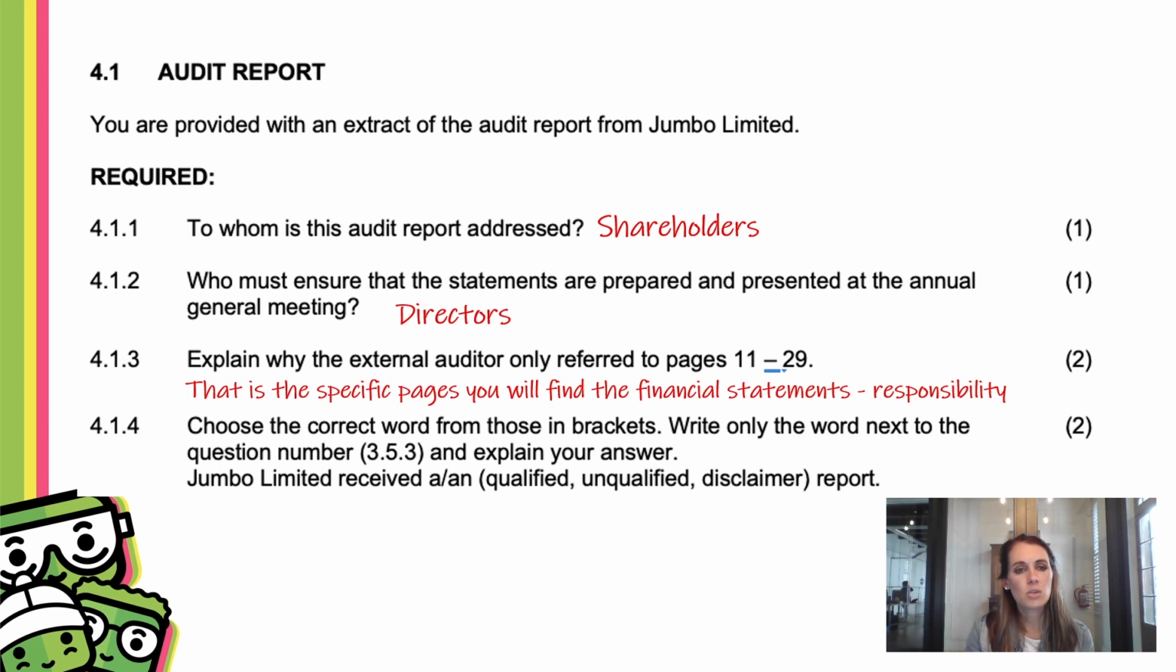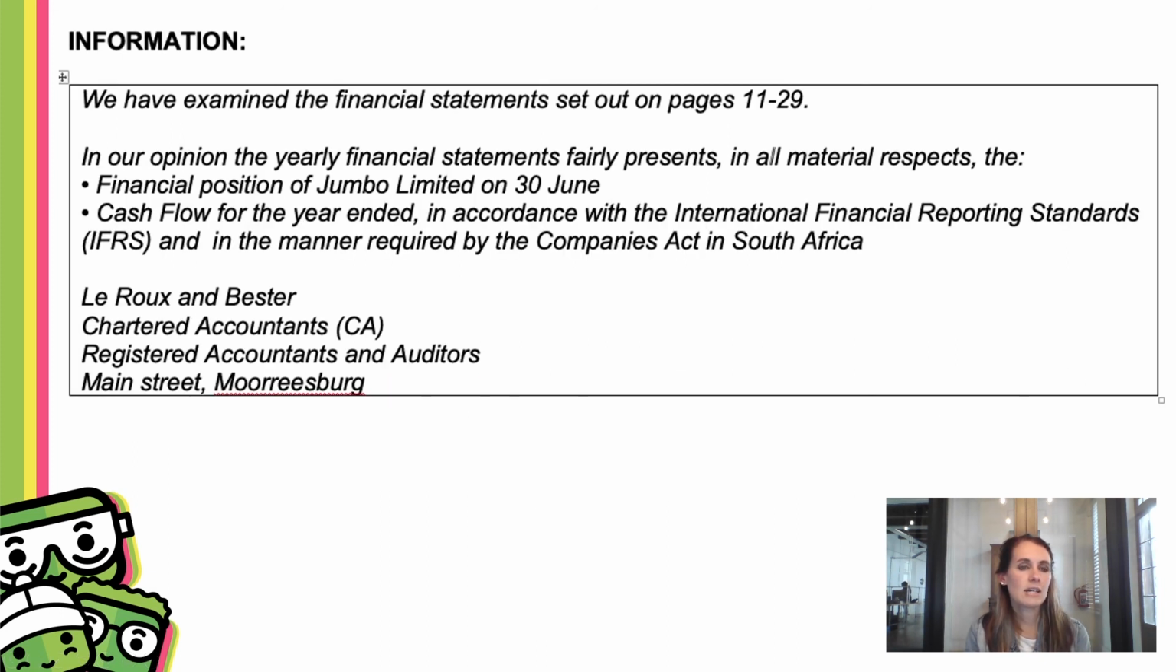And now the last question, we need to check what type of audit report it is. They give us the options again. So for that, I've given you over here the extract that they'll present in your question. So it says that after they've looked at the pages, in our opinion, the yearly financial statements present fairly in all material respects the financial position of the company, and that it is in accordance with the international reporting standards as well as the Companies Act in South Africa. So this shows me that it's an unqualified report. They didn't highlight anything that's wrong.